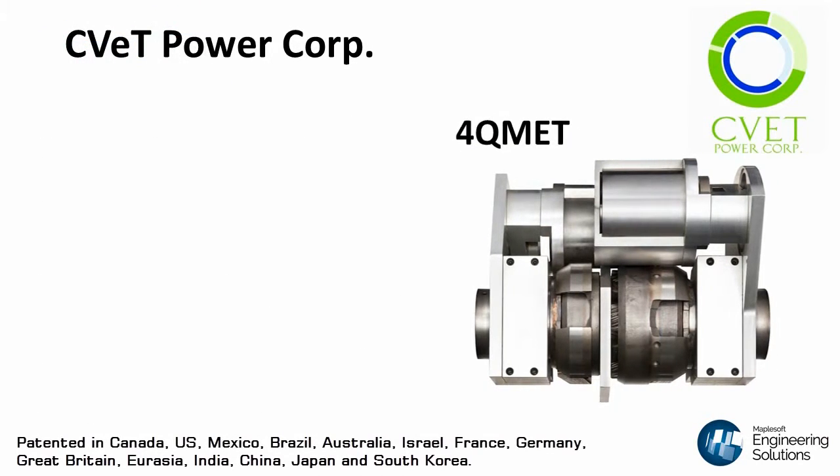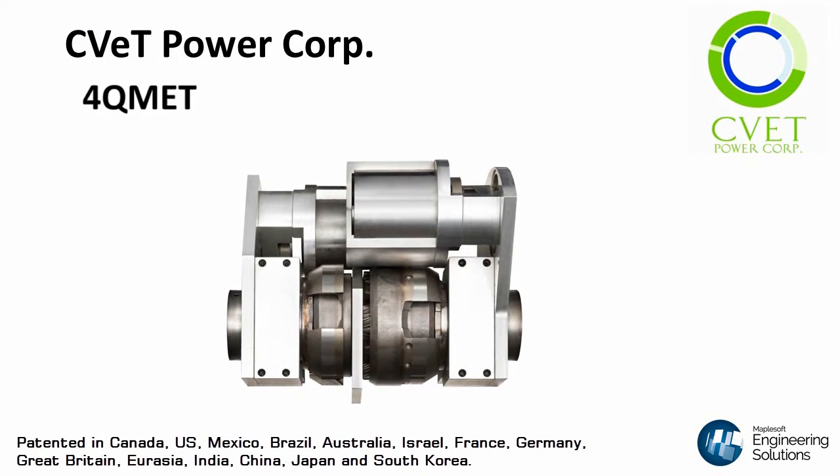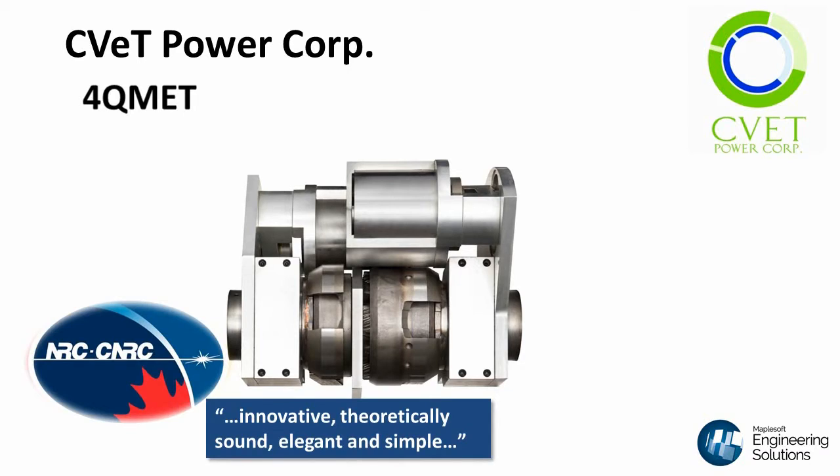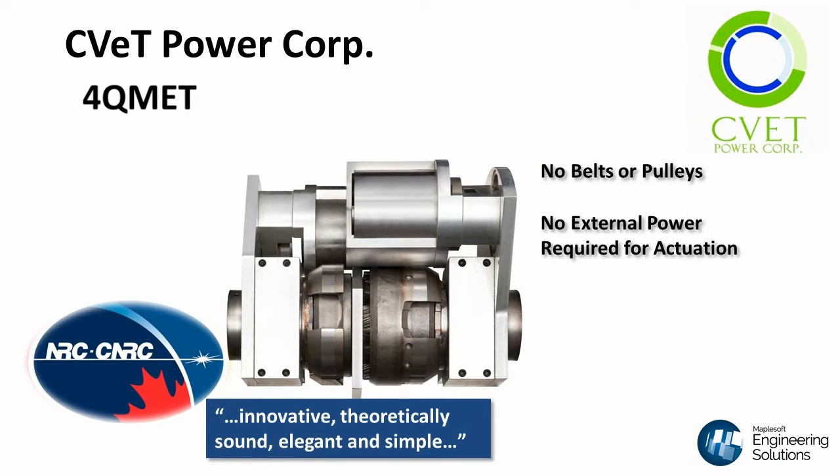The 4QMET is an innovative design of a continuously variable transmission from CVeT Power Corp. This elegant solution addresses several issues with existing CVT designs and eliminates the need for belts and pulleys that require external power to actuate them. This typically happens through significant hydraulic power from the engine, which adds to the complexity of the system and reduces overall power efficiency.